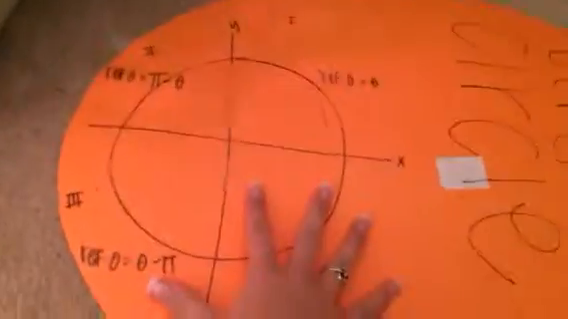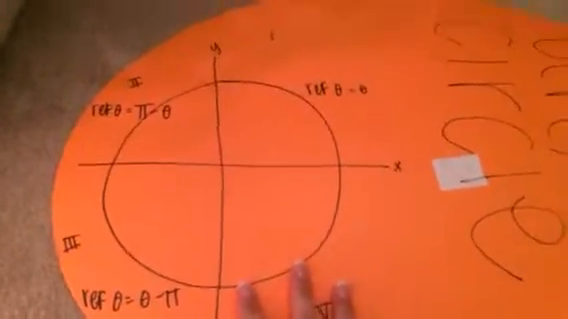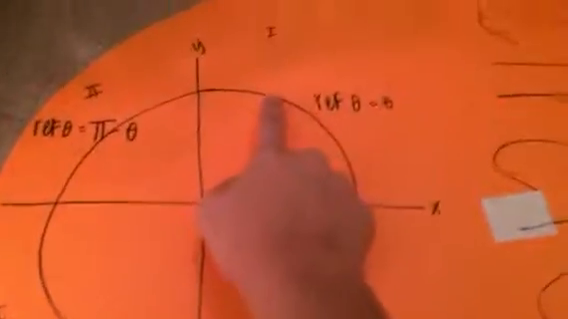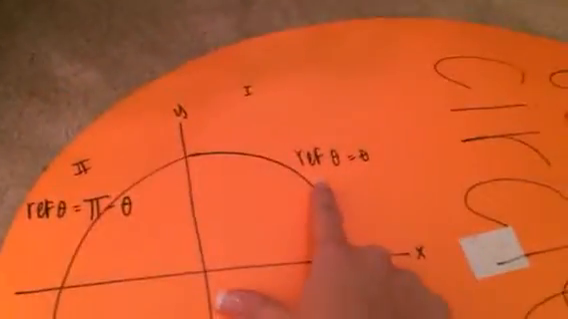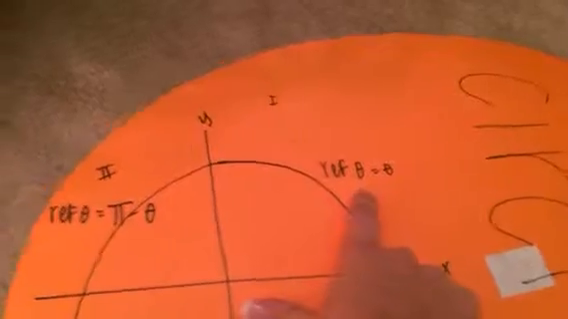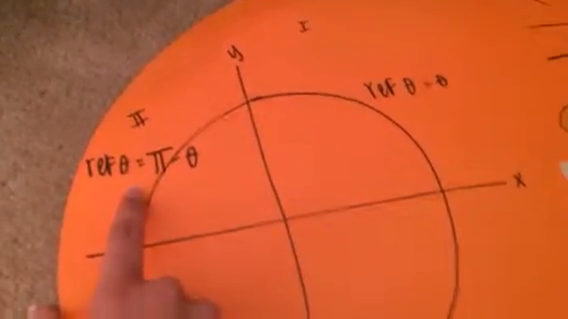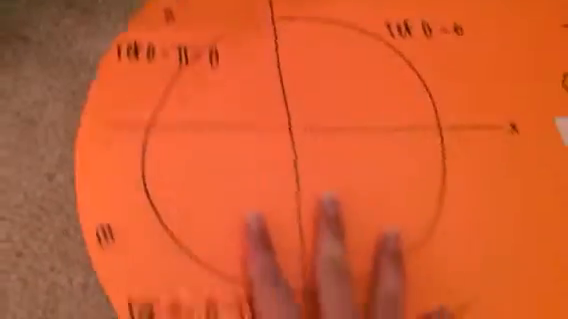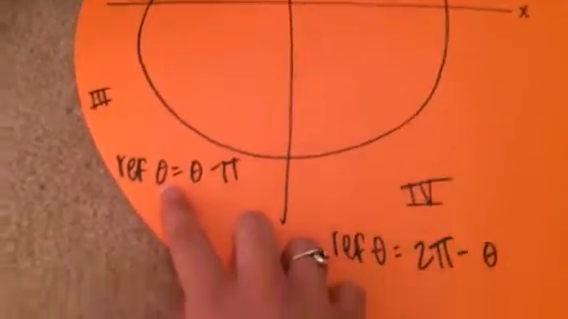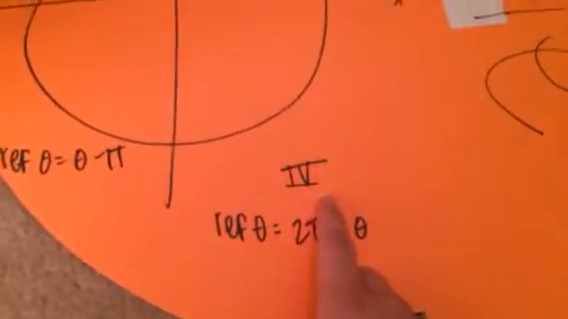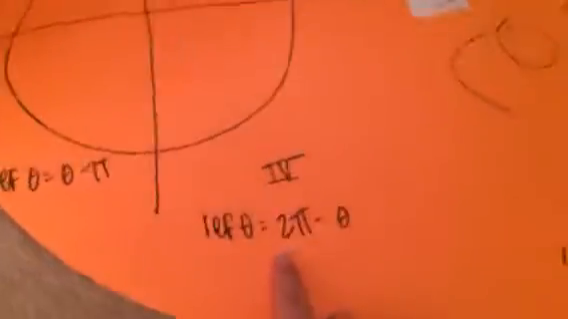And the last important part to remember is your reference angles and the equations that you do to find them. So for quadrant 1, your reference angle of theta is equal to theta. For quadrant 2, your reference angle of theta is equal to pi minus theta. And here in the third quadrant, your reference angle of theta is equal to theta minus pi. And your fourth quadrant, your reference angle of theta is equal to 2 pi minus theta.